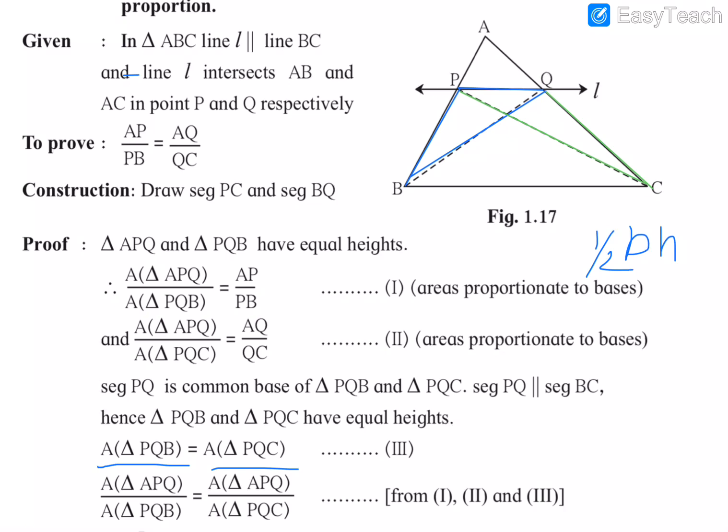How did we show that? We showed it by saying that they have a common base, and since they are between parallel lines, they will have a common height. So we have found that the denominators are equal. Already the numerator is equal, APQ and APQ. So we have proved that the LHS of the two equations are equal. So the RHS will also be equal. If the left side of the equation is equal, then the right side will also be equal.